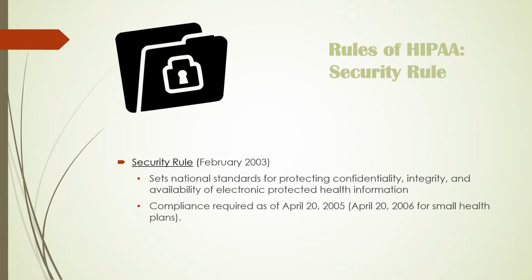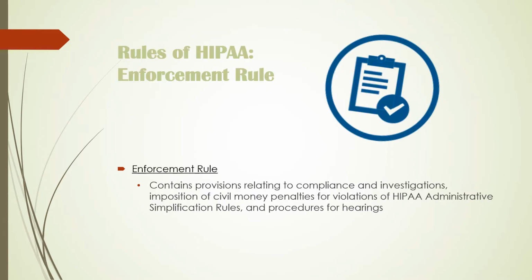The security rule was created in February 2003. The security rule sets national standards for protecting confidentiality, integrity, and availability of electronic protected health information. Compliance of the security rule was required as of April 20th, 2005, or a year later, April 20th, 2006, for small health plans. The enforcement rule contains provisions relating to compliance and investigations, imposition of civil money penalties for violations of HIPAA administrative simplification rules, and procedures for hearings.